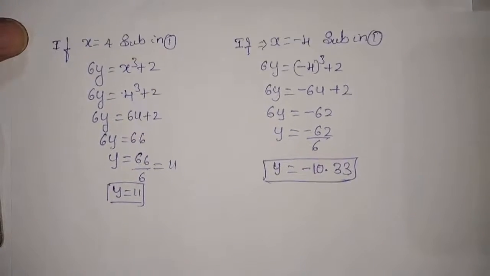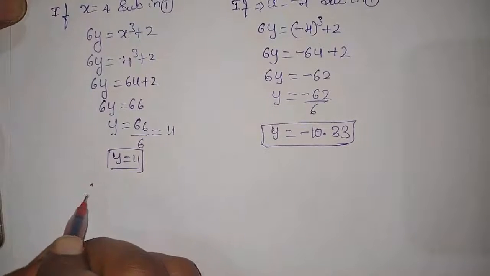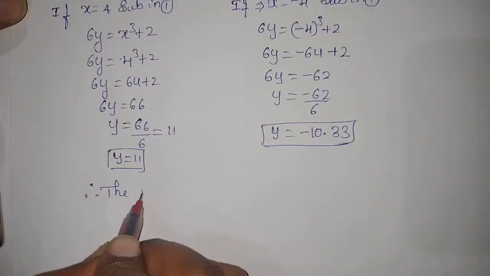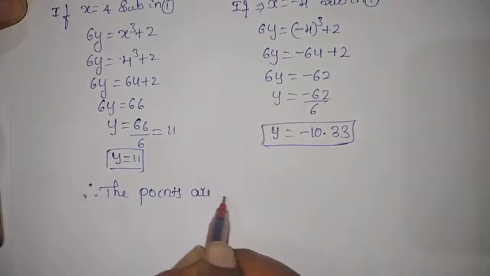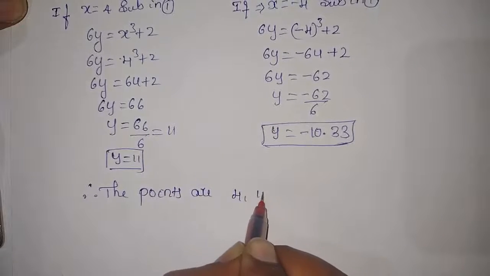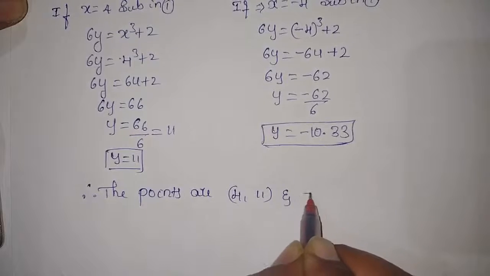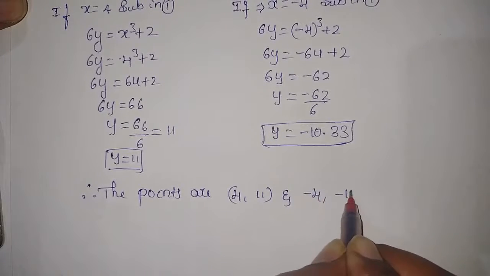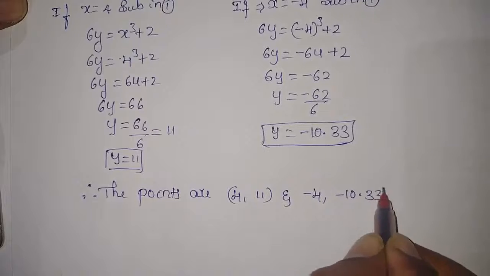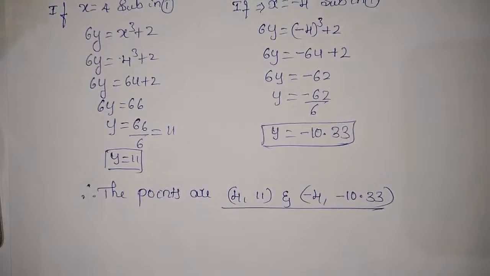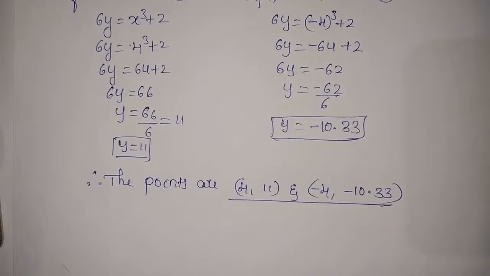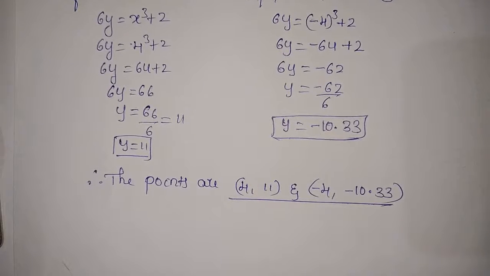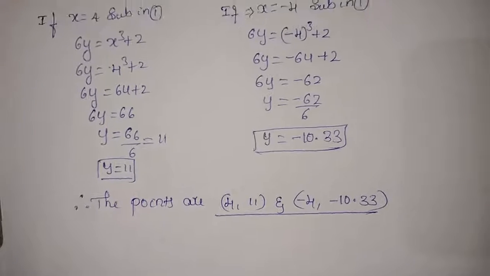So finally we will get the points. Therefore the points are 4, 11 and minus 4, minus 10.33. This is the required solution for this problem. Clear students? Yes. Write down.